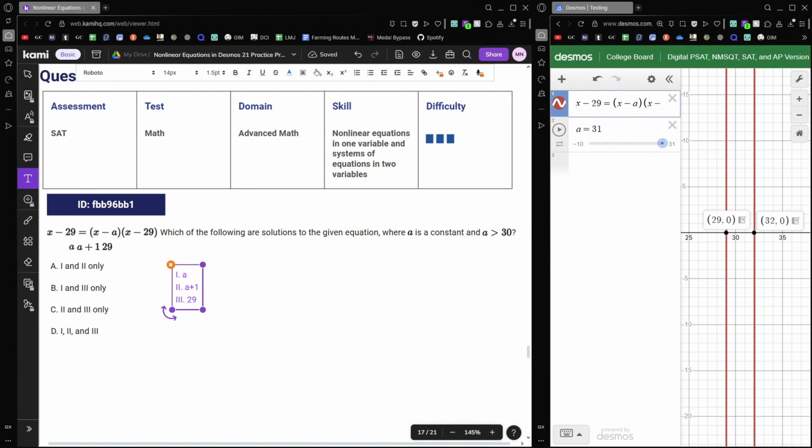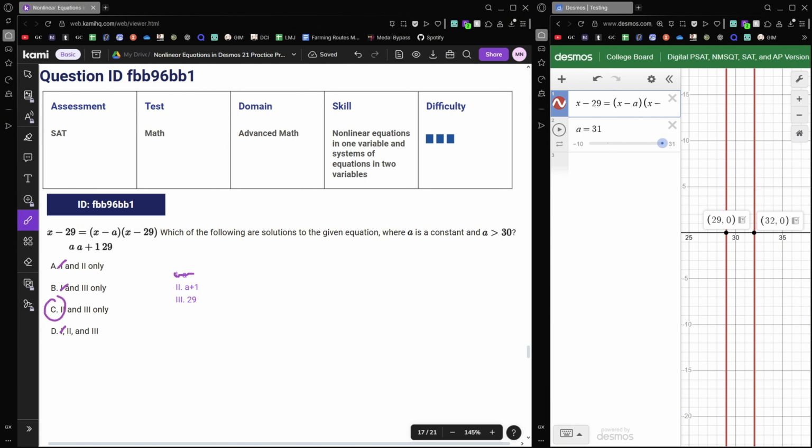So now let's check our answer choices, or I guess we should check 1, 2, and 3. First up 1, is A our answer? Well here A is 31, and 31 is not one of our solutions. So it can't be A, which means we can get rid of A, B, and D. Oh great, it's C. Let's check the rest for fun.